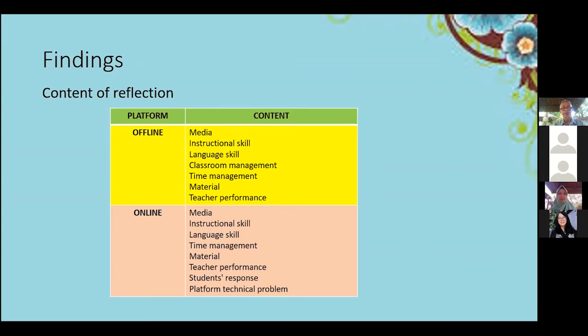I can explore it. For example, in media, so the students will write their experience, will write their reflection.